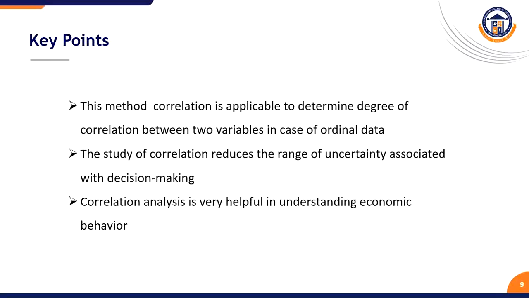So that is all the procedure for finding the rank correlation coefficient between the given two series. Hereafter, we take some key points into account. First, this method of correlation is applicable to determine the degree of correlation between two variables in the case of ordinal data. The study of correlation reduces the range of uncertainty associated with decision-making problems. Correlation analysis is very helpful in understanding economic behavior.